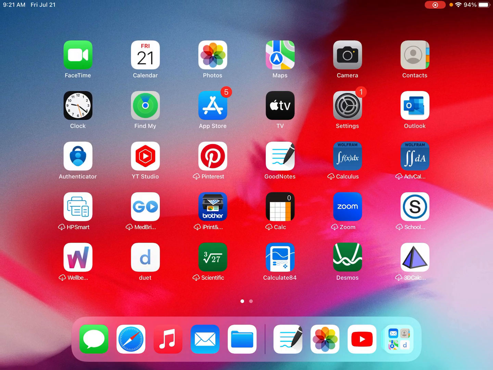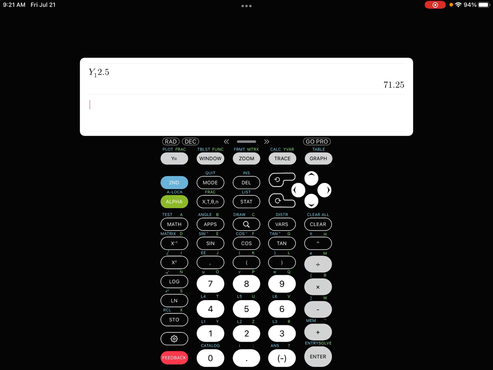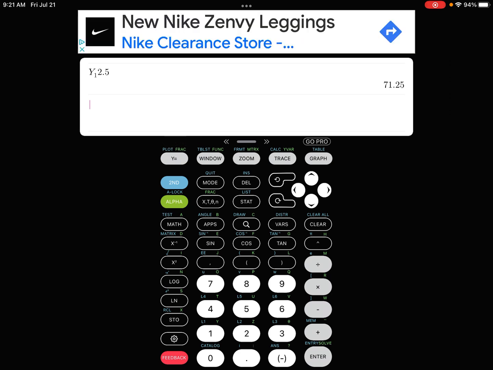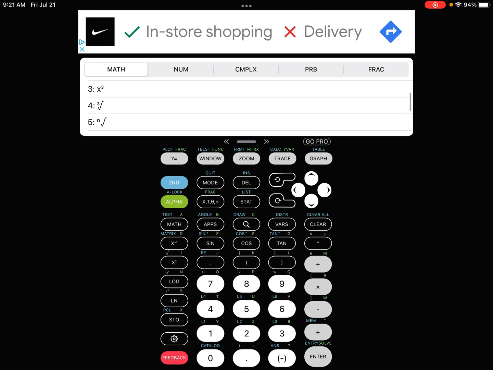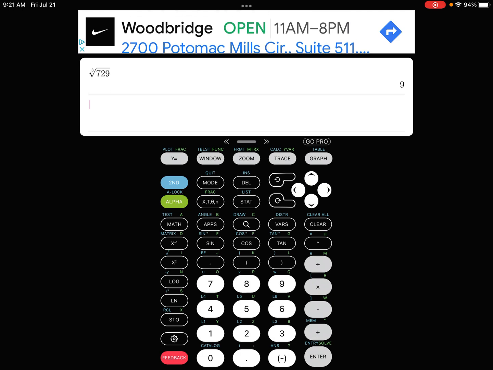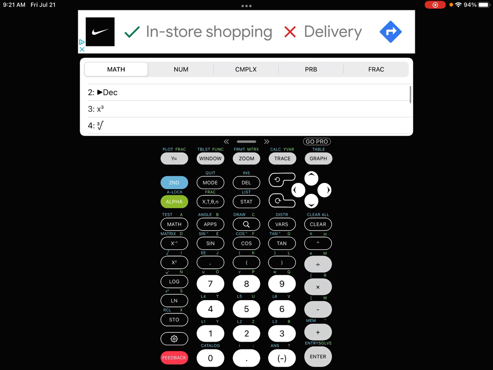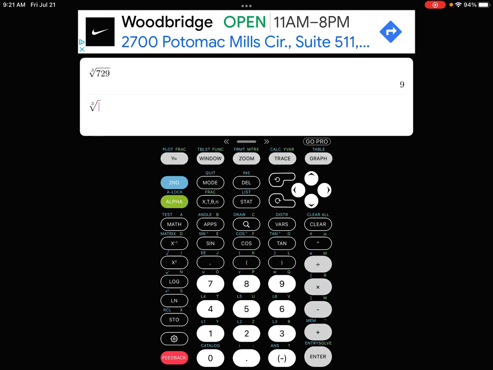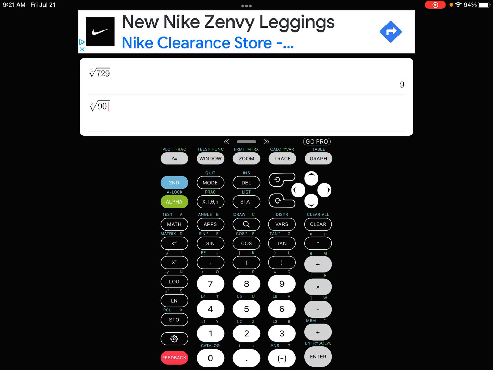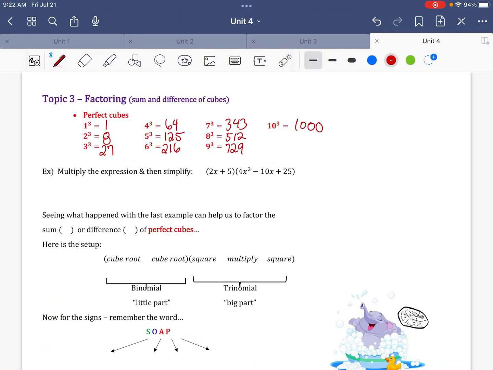You can always go to your calculator, and if you think something's a perfect cube, you can check by doing its cube root. Go to the math button, go down to the cube root, and type in the number that you want to check. If it comes out perfectly, then it is a perfect cube. Let's say you try the cube root of 90, and you wonder if maybe that's a perfect cube. No, it's not, because it's a decimal there. Okay, all right.